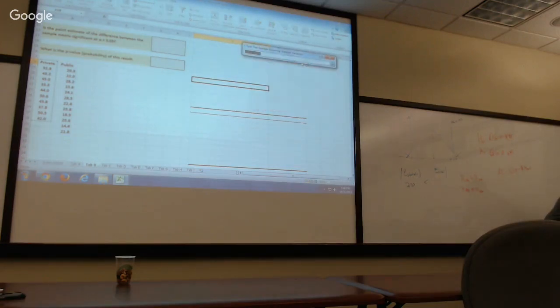So range 1, we're going to put private schools. Range 2, public schools. We included the labels, and we're just going to output it somewhere on the sheet.